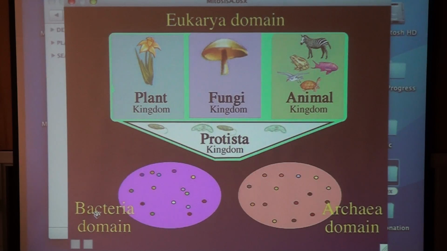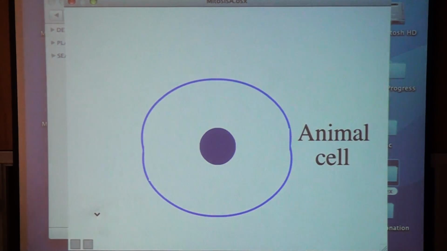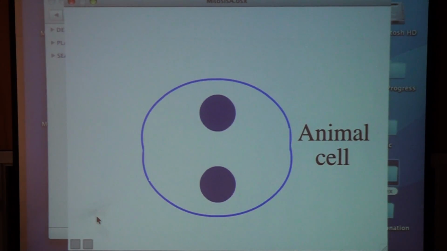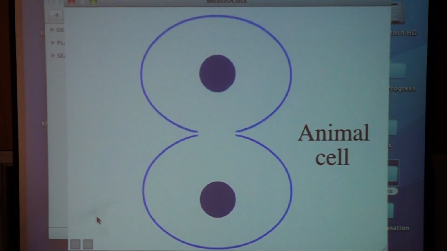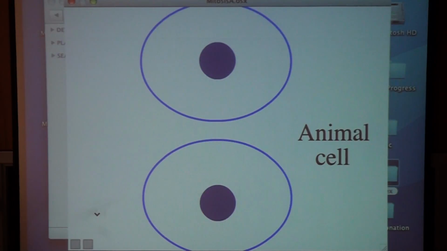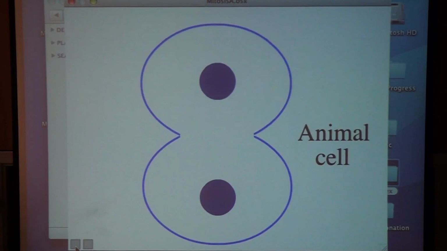That cytokinesis cartoon I just showed you shows how cellular division is done within the animal kingdom. In other words, if we looked at one of our cells under a microscope that was dividing, it would look pretty much like that. You'd see nuclear division first, and then followed by cytokinesis.